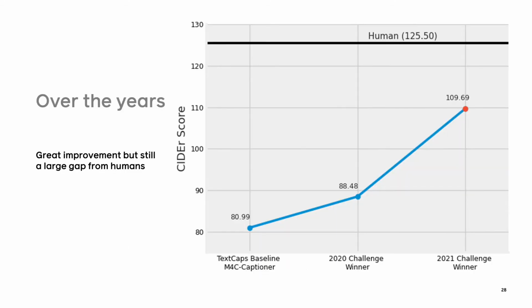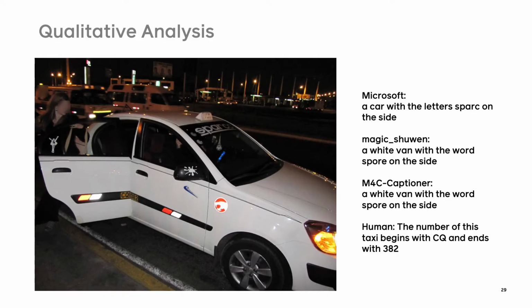Compared to last year's challenge winner, we have seen a drastic improvement of 20 CIDEr points. And if we compare to the original TextCaps baseline, M4C Captioner, that was released 1.5 years ago, we have come a long way. But looking at the human performance, we still have a long way to go. Let's take a look at the qualitative analysis for these models and see what they actually predict.